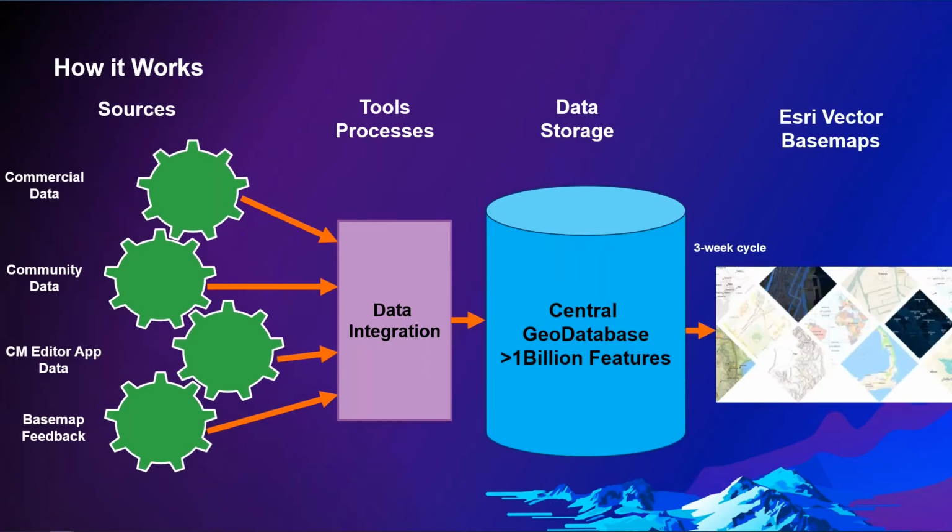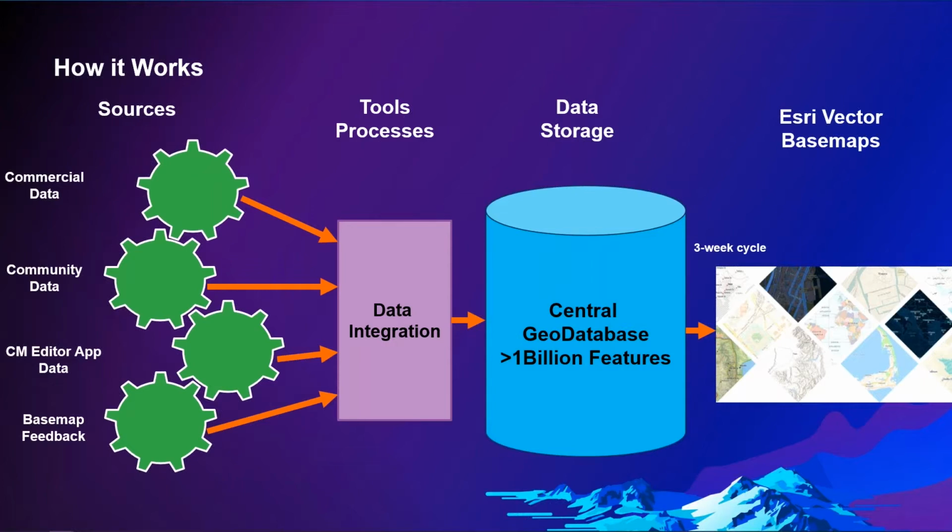Then every 3 weeks, we take a copy of that data, and as it sits at that 3-week period, over a series of a couple weeks, we reproduce the world basemaps, the Esri vector basemaps. So there's always data coming in from different commercial vendors, always data coming in from communities, edits coming in all the time from feedback in the editor app. And so every 3 weeks, we turn around a new basemap, with those updates.